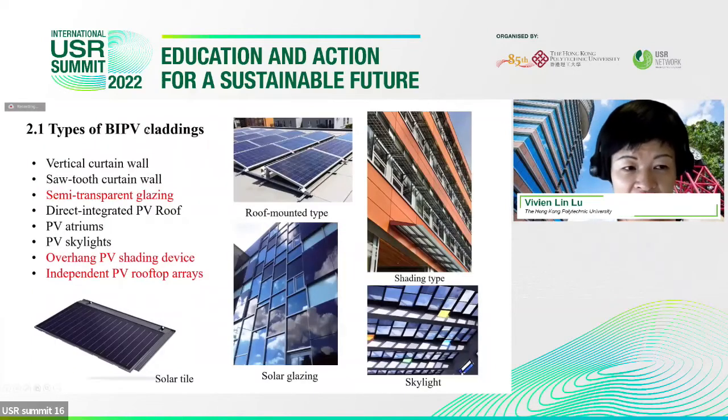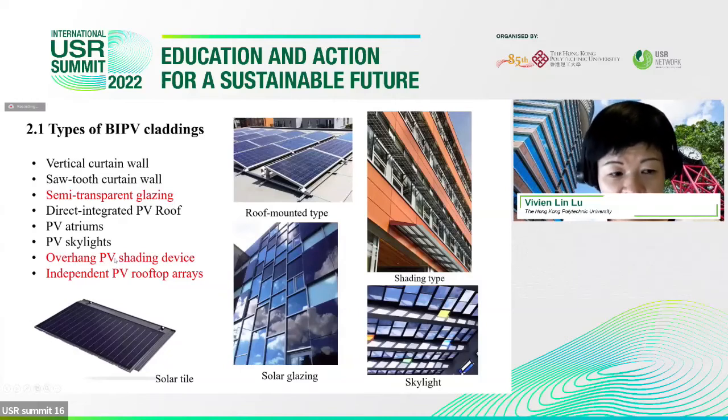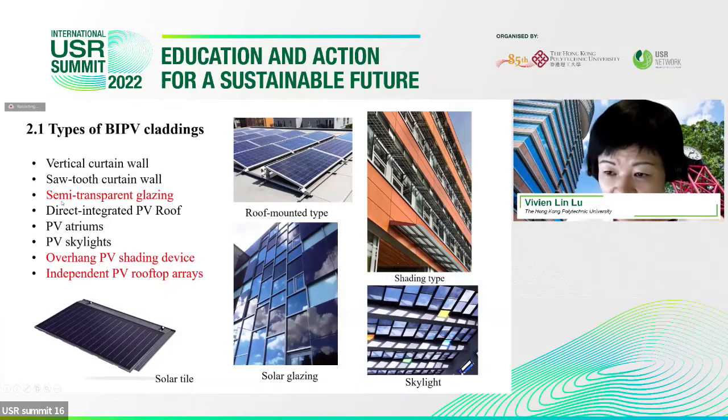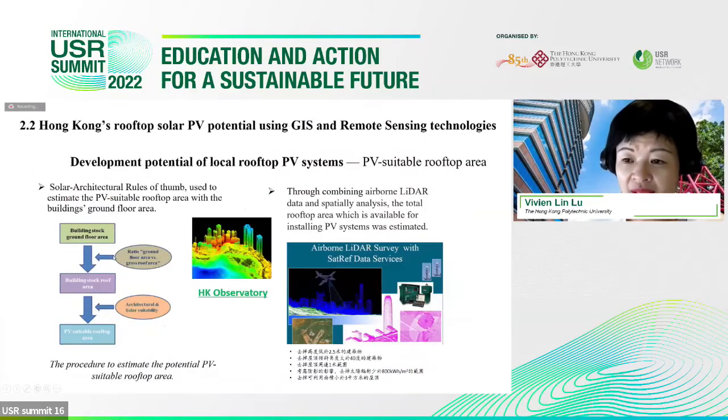Look here, we can see many types of different applications, including a vertical curtain wall, a sawtooth curtain wall, semi-transparent glazing, and also a directly integrated PV roof and a solar tile from Tesla, from Elon Musk's company. So we can see we can integrate solar PV modules into our buildings in different ways. Due to the time limitation, I would just like to share some of my research.